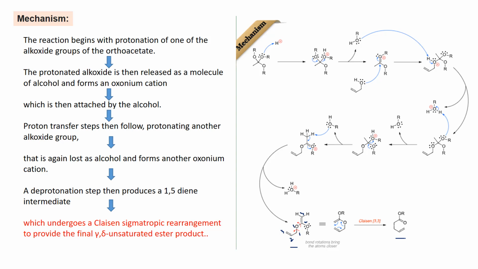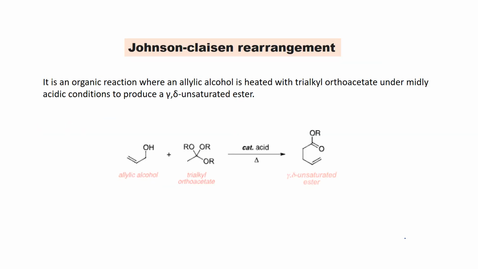So whenever from an allylic alcohol or from any other substrate you are getting a gamma delta unsaturated ester, you will think about this Johnson-Claisen rearrangement. Okay, so if in a retrosynthetic pathway, suppose as a product you are given a gamma delta unsaturated ester, what type of retrosynthesis will you think about? You will think about this Johnson-Claisen rearrangement.